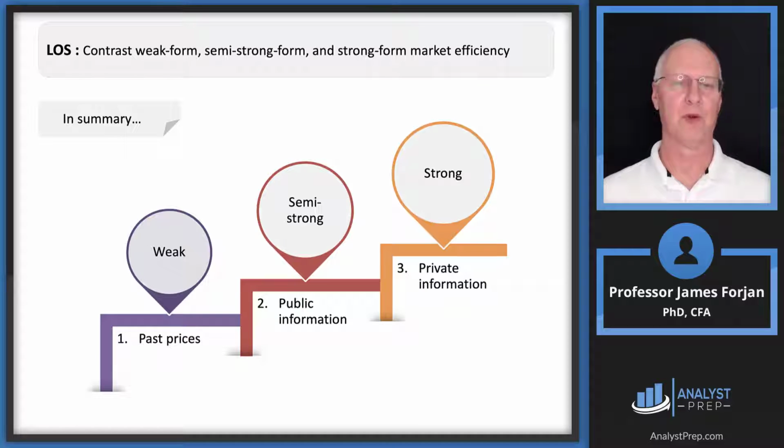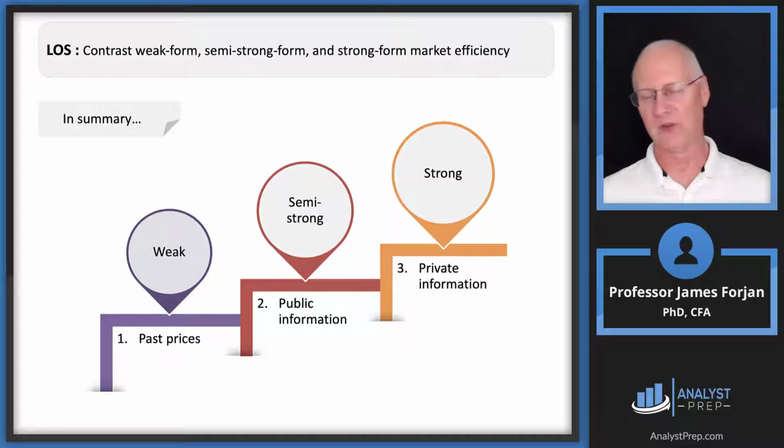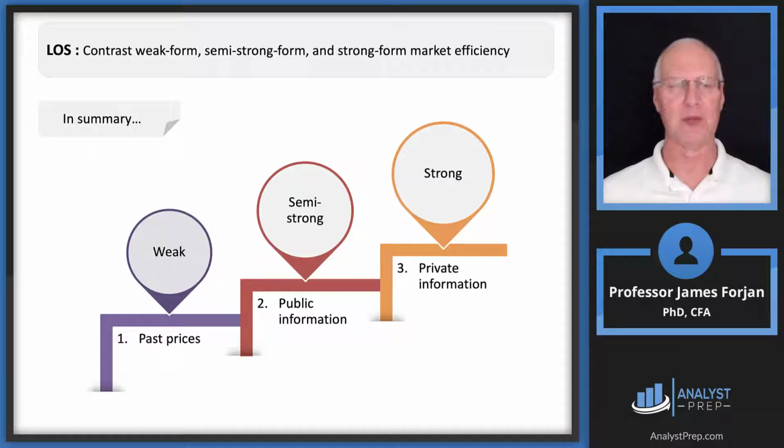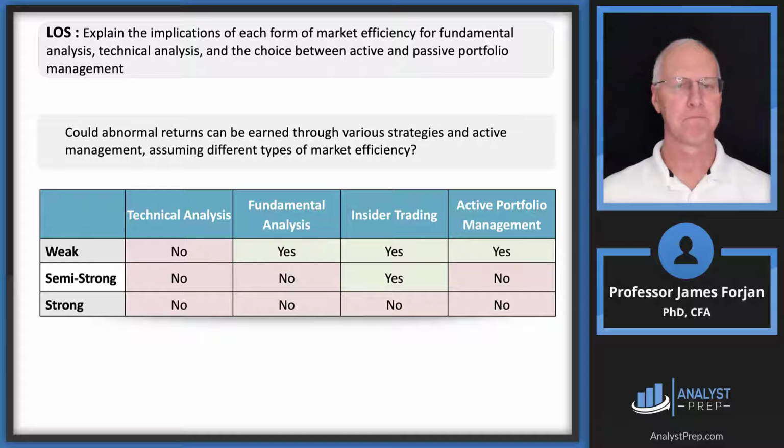All right, so here's a summary illustration. Weak form efficiency reflects historical prices and volume. Semi-strong form efficiency tells us that prices reflect all relevant and publicly available information. And strong form efficiency tells us that prices reflect all private information and all public information as well. Now, this is what I was telling you in those earlier slides.